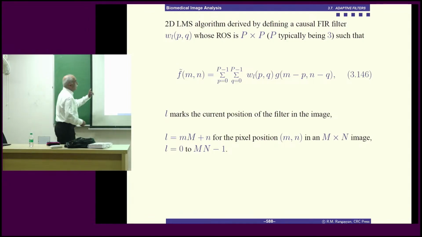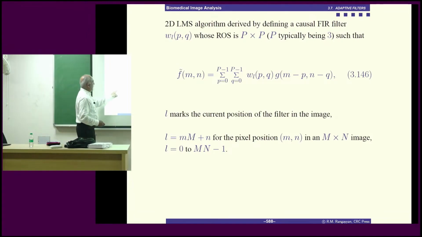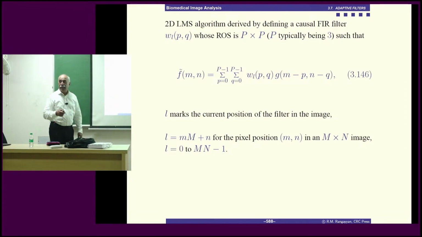So L is the current position in the image as you move along one row, column to column, and then the next row, and so on. L is given by one index, m times capital M plus n, where M is the number of columns, for an M by N image. So as you go one row to the next, this is a running index, but one value, not two. So L goes from 0 to MN minus 1 for an M by N image.